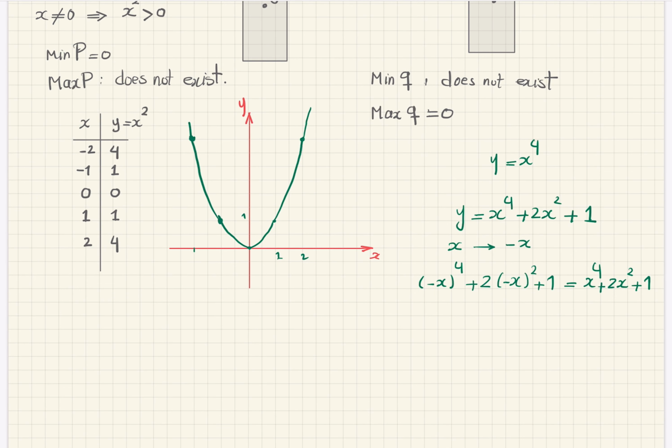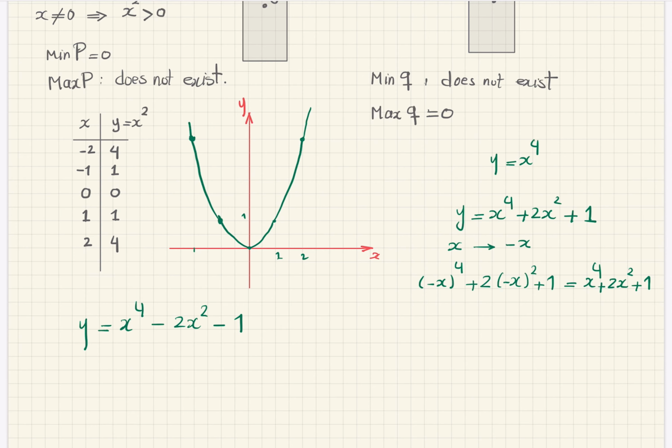If instead of having this function, I have this function, x to the 4 minus 2x squared minus 1. If I draw the graph of this function, do you think that the graph is still symmetric with respect to the y-axis? Never mind. It's symmetric. Sorry.